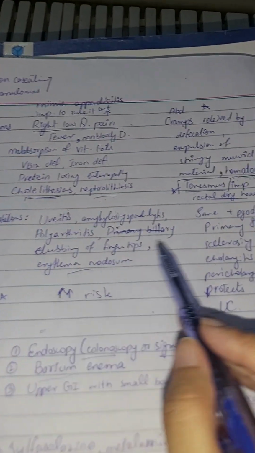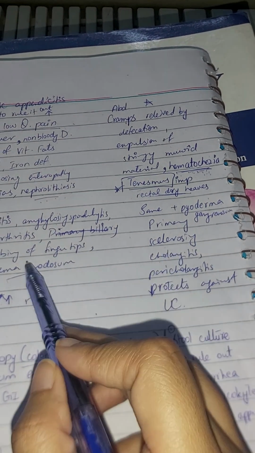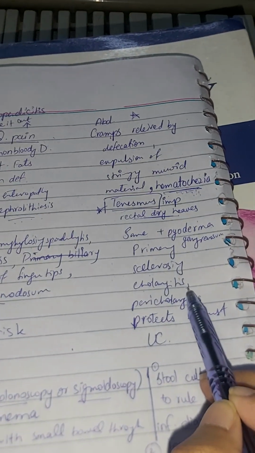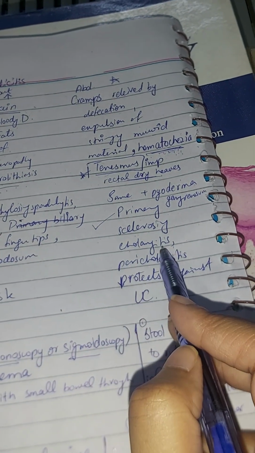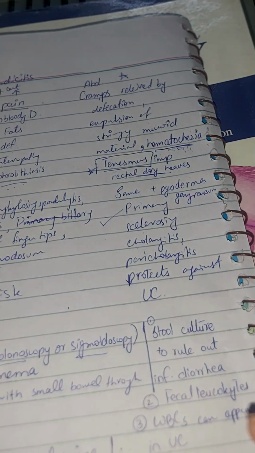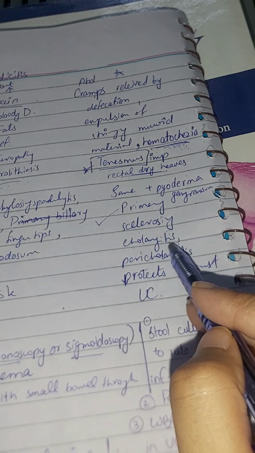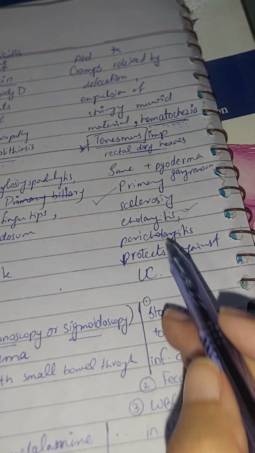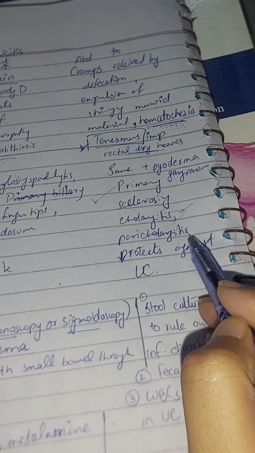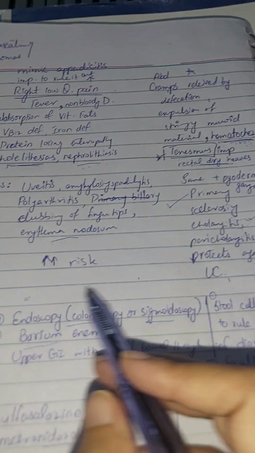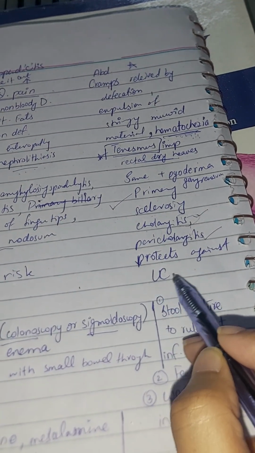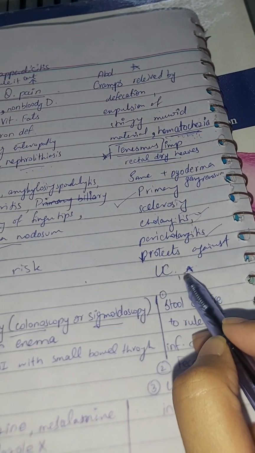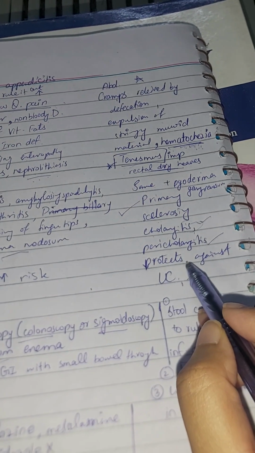Now come to the extraintestinal manifestations, which are the same as in Crohn's disease, but one point that is different is primary sclerosing cholangitis, which we will discuss in the liver. This is inflammation of the biliary tract. So there is also sclerosing cholangitis, pericholangitis. In ulcerative colitis, smoking is protective. The mechanism is unknown, but there are certain factors that lead to this protection.